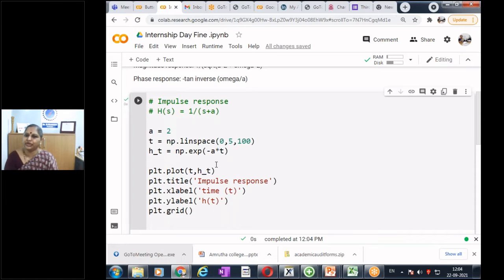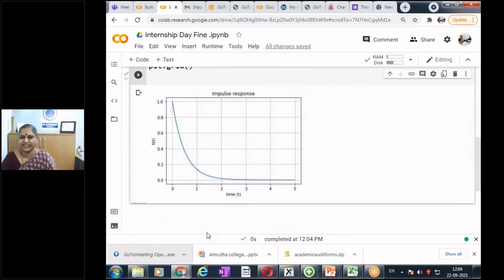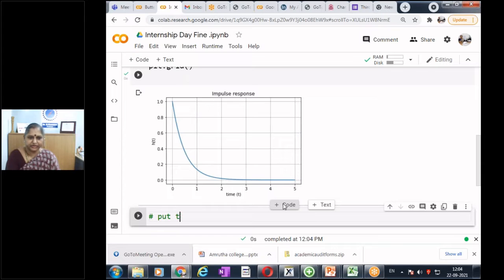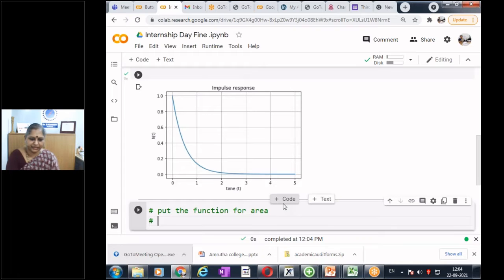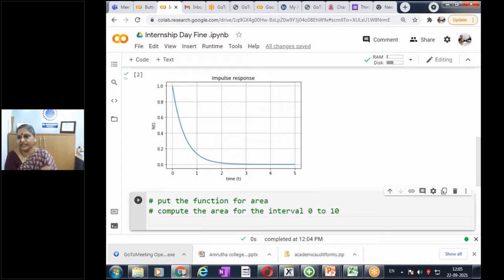Because, you can also compute the area. We have the function for area. Those who are interested can try that. Put the function for area, and then compute the area for the interval, say 0 to 10, and see what the area is and whether the system is stable or unstable. You already have the function for integration. You just call that integral function and compute the area.